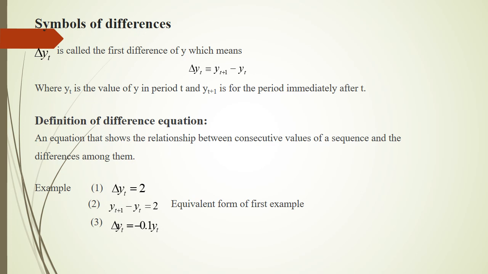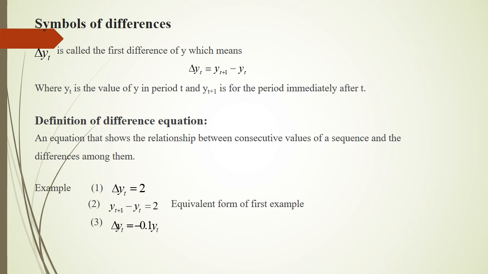Proceeding further, in every chapter some symbols are used for representing the calculations. Now here we are dealing with the differences, and differences are represented by delta. So delta yt is called the first difference of y. So first difference, second difference, third difference you have to consider here. So let us start with the very first one, that is the first difference, which is represented by delta yt. So delta yt means yt plus 1 minus yt.